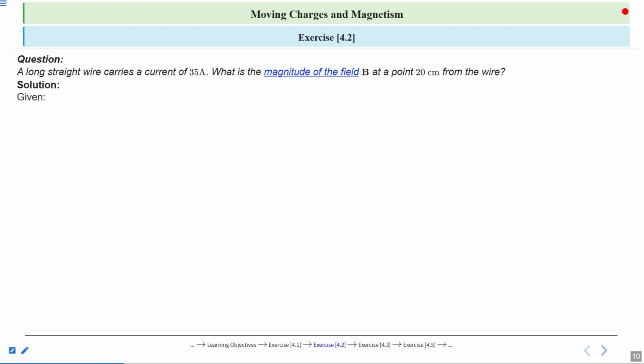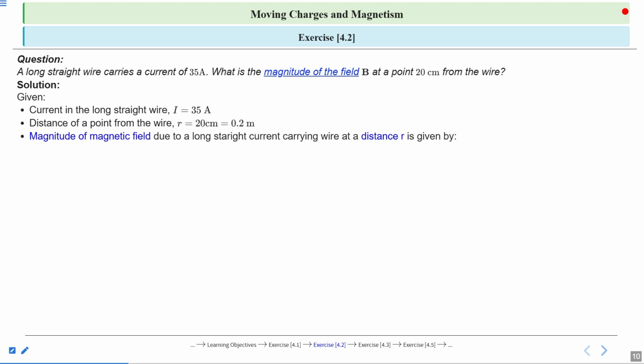So let's see the solution. What is given? Current in the long straight wire I equal to 35 ampere. Distance of a point from the wire R equal to 20 centimeter, and it is 0.2 meter. This is the distance from the wire to the point where we have to find the magnetic field.